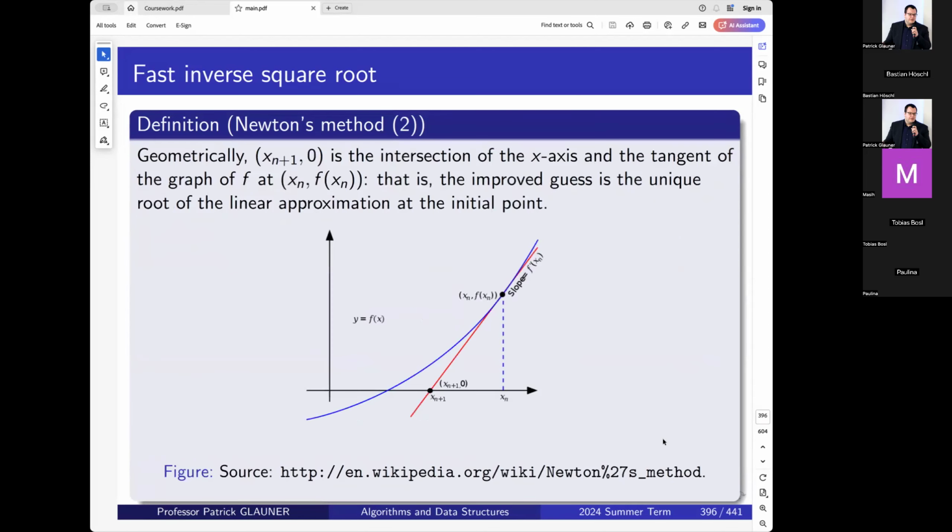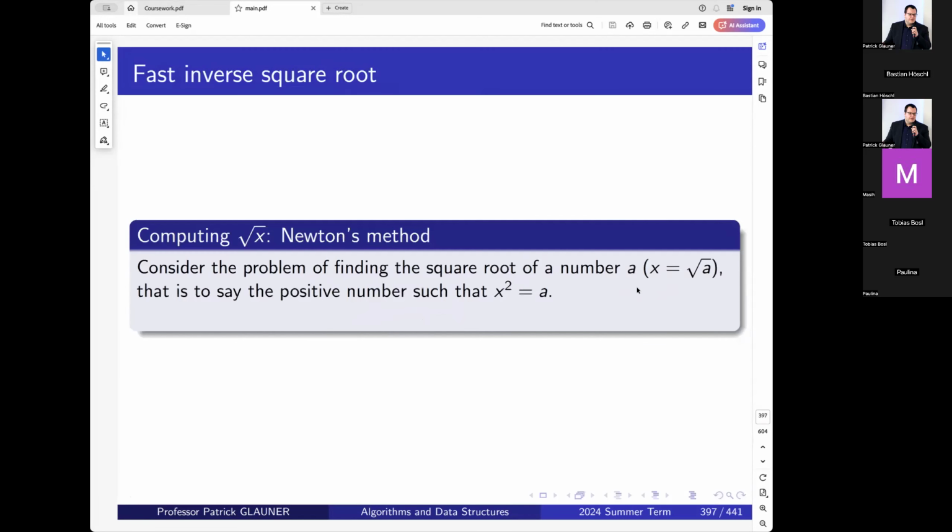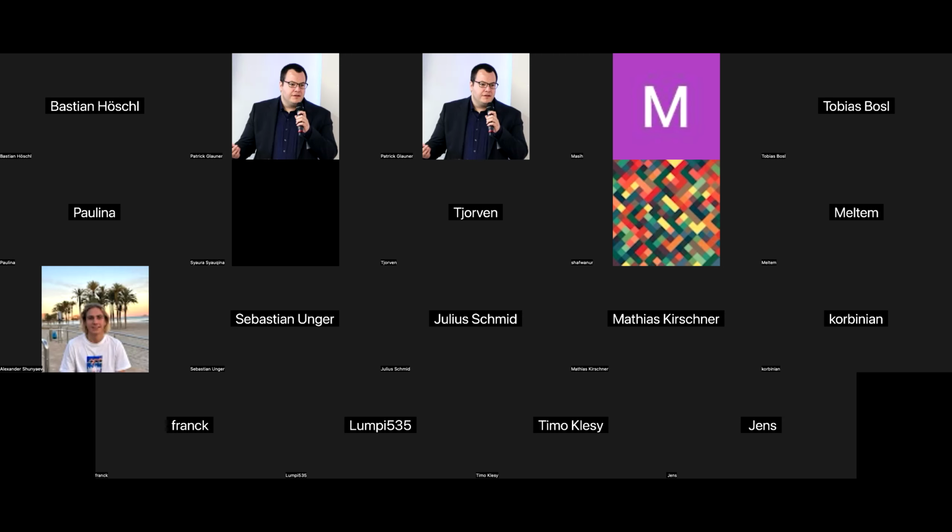There is lots of literature that derives Newton's method, but this is not a maths course. It's an algorithms and data structures course. So it's just a helper tool for us to glue all together for our algorithm to later find the fast inverse square root. Now, we will do the next step on the iPad.